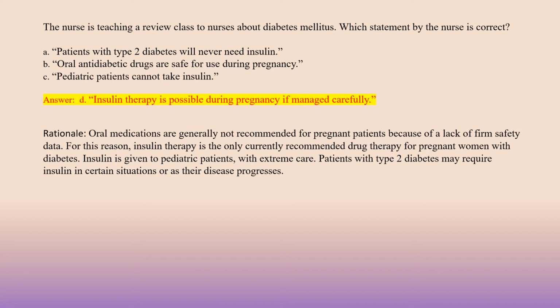Answer: D. Insulin therapy is possible during pregnancy if managed carefully. Rationale: oral medications are generally not recommended for pregnant patients because of a lack of firm safety data. For this reason, insulin therapy is the only currently recommended drug therapy for pregnant women with diabetes. Insulin is given to pediatric patients with extreme care. Patients with type 2 diabetes may require insulin in certain situations or as their disease progresses.